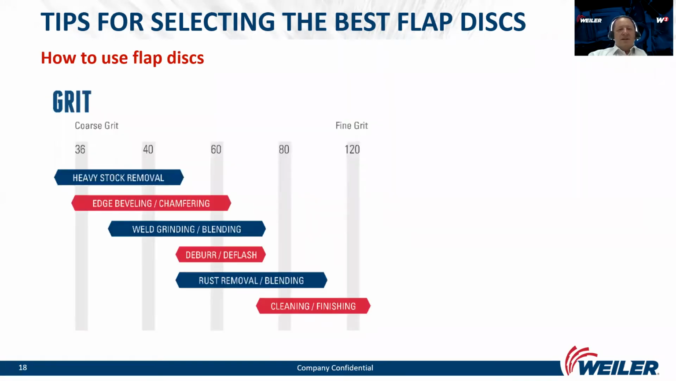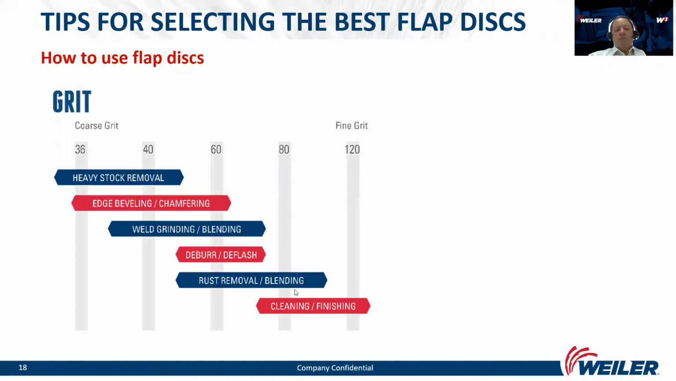Grit size selection is an important part of choosing discs. For heavy stock removal, we use coarser discs, 36-40. For edge beveling and chamfering, we use slightly finer discs, up to 60. For weld grinding and blending, we can use grit sizes from 40 to 60, up to 80. And also for deburring and deflashing.